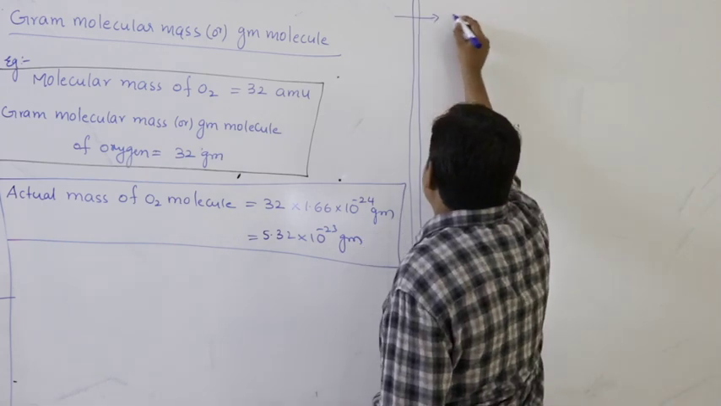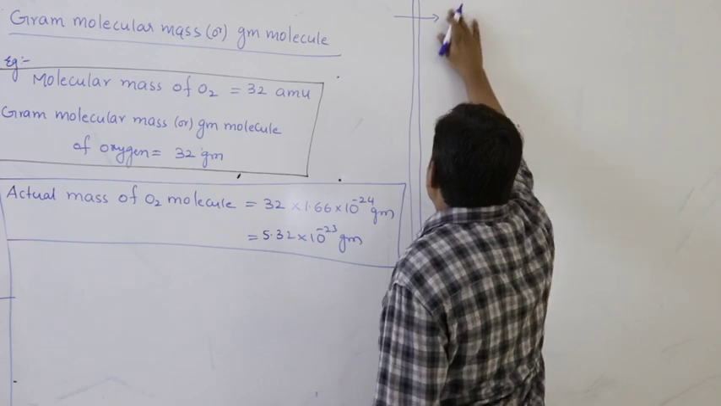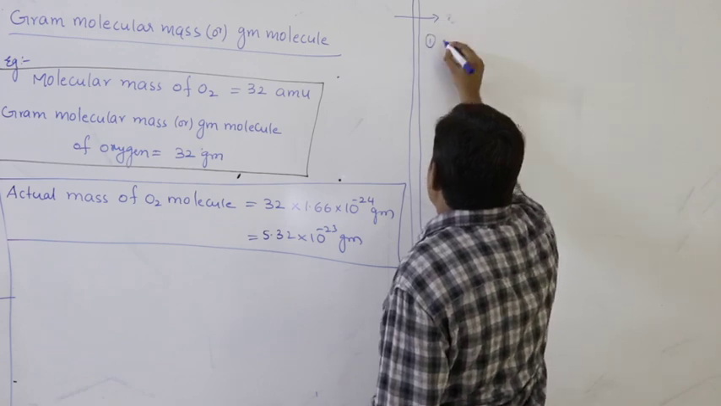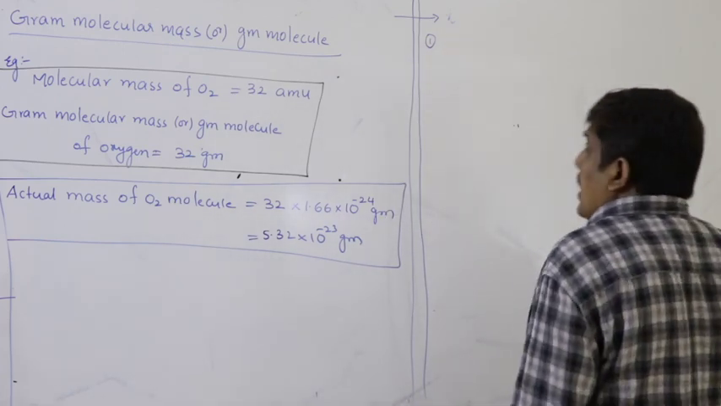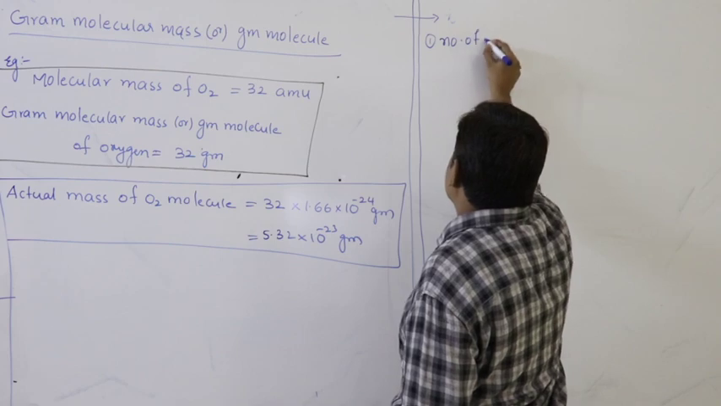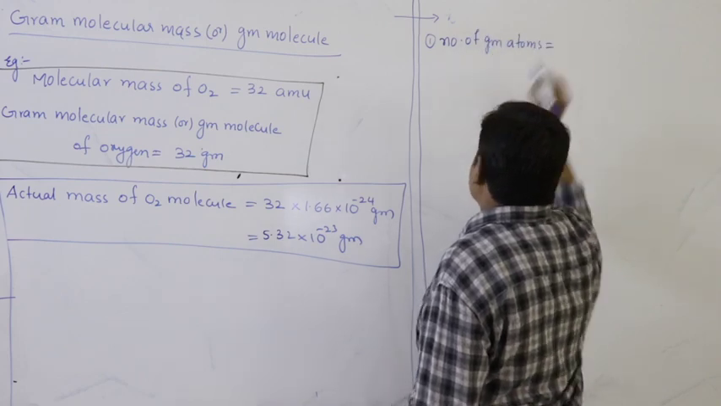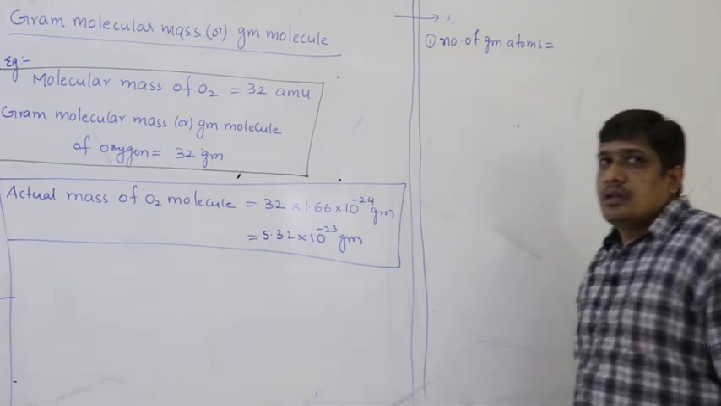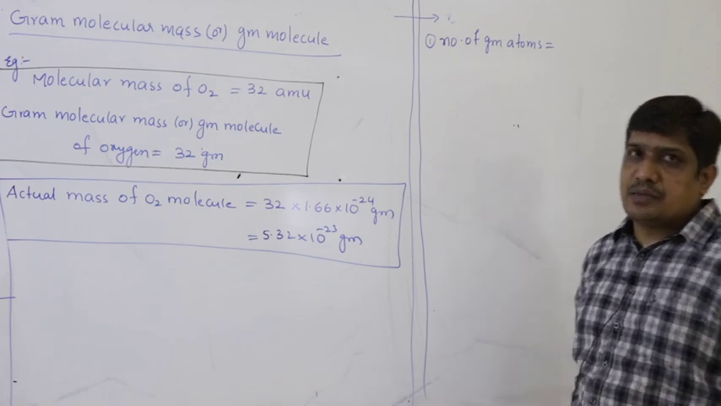So, calculations of equations. Let us see how to calculate the number of gram atoms. How do you calculate the number of gram atoms? So what is a gram atom? Nothing but atomic mass in grams.